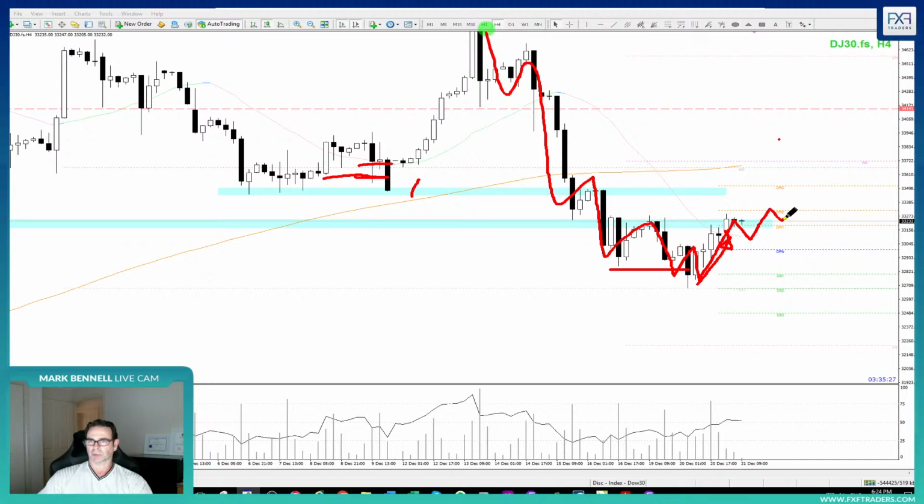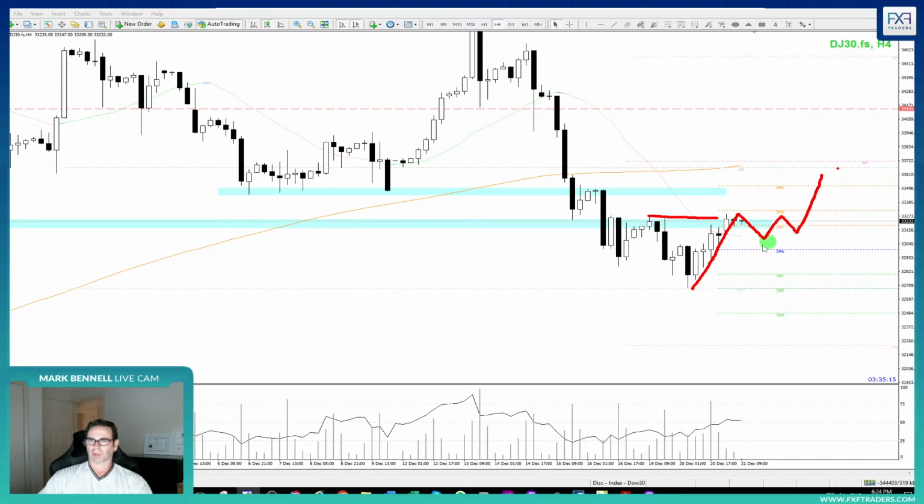Right, so could this just be a weak move and then down again? Of course it could be. These are counter trend. They've got lower probability. Pause through here, something through there, that would be okay. Let's see what we get.